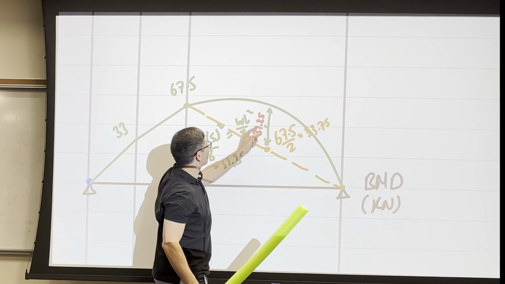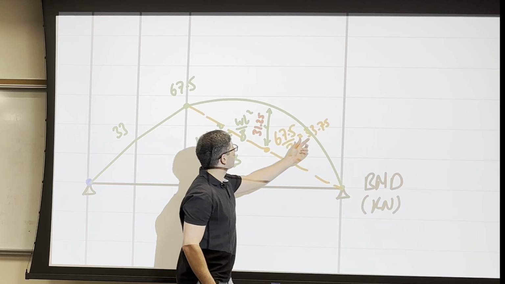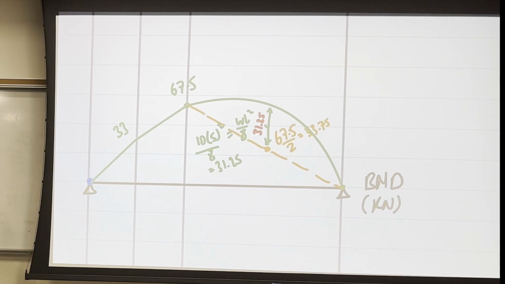So going up by 31.25 from where? From the value that you calculated, which is 33.75. So what you want to do is say 33.75 plus that value, and you will end up with that moment. In that case, it's going to be 65. And that's your bending moment, which is 33.75 plus 31.25, and that's 65.